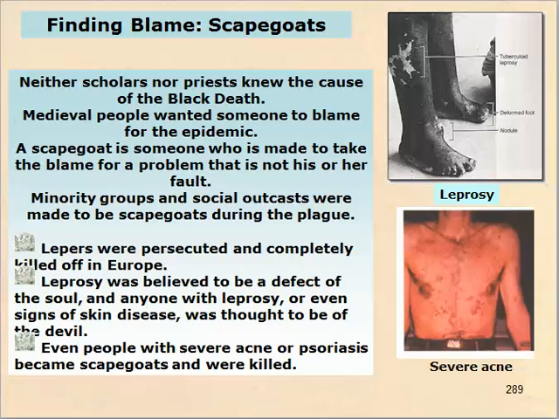So, finding blame. People wanted someone to blame for this. So what did they do? They blamed people, which made them feel better. A scapegoat is someone who was made to take the blame for a problem that was really not his or her or their fault. Minority groups and social outcasts were made to be scapegoats during the plague. It's interesting how the Jews were the scapegoats. Other scapegoats in history were gypsies and other small minorities as well.